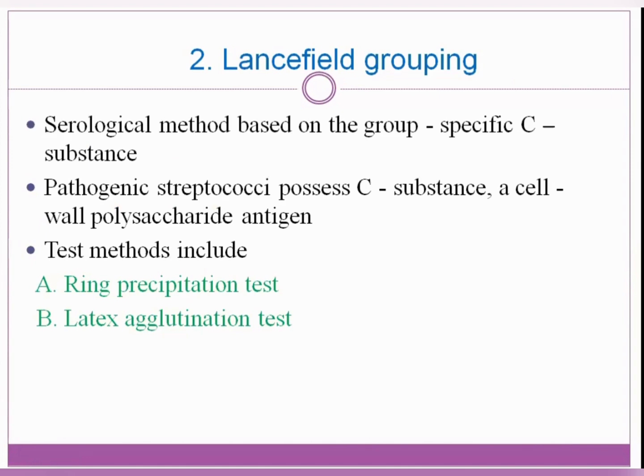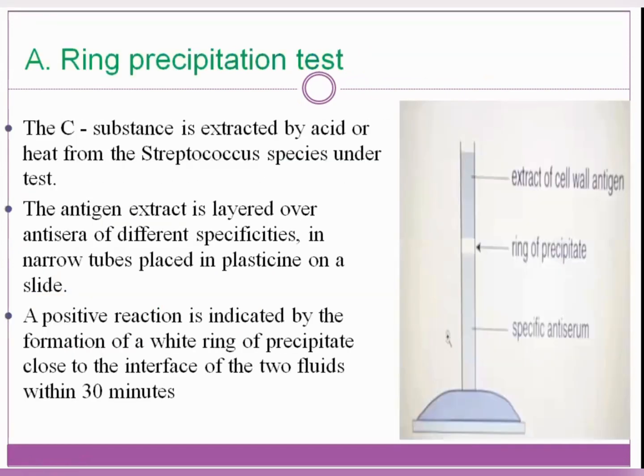Two methods can be used for the detection of this C substance in the bacterial cell wall. The first one is the ring precipitation test and the second one is the latex agglutination test. We will discuss both of these tests one by one. First is the ring precipitation test. The C substance is extracted by acid or heat from the Streptococcus species under test.